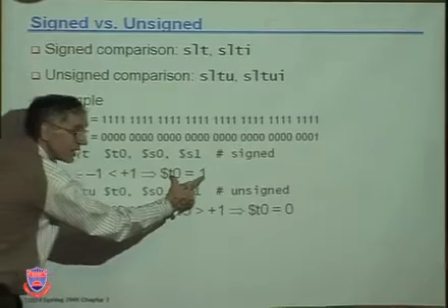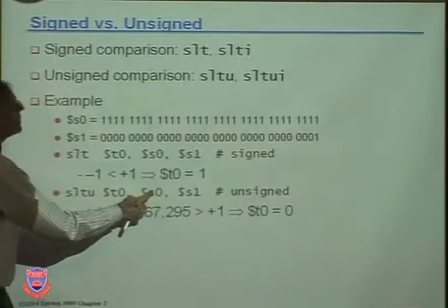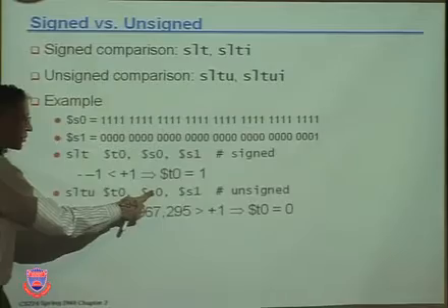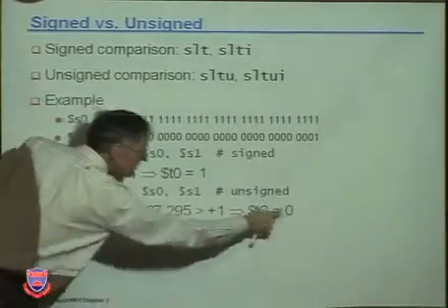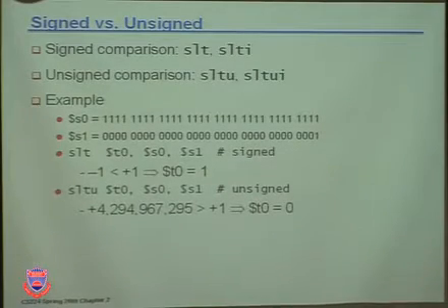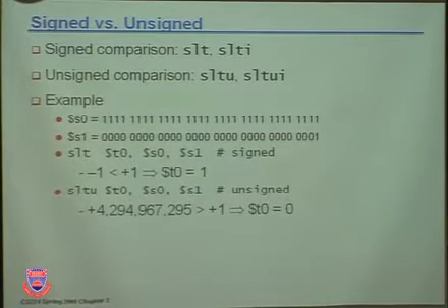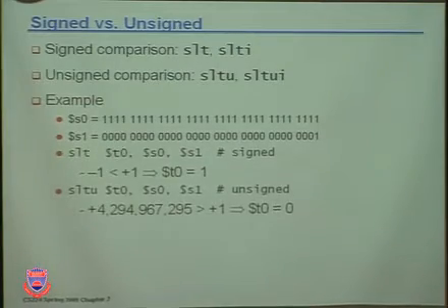So in that case, I set T0 to 1. Let's try it again when it's an unsigned number. This is 2 to the 32nd minus 1. This is 1. Is this less than that? No. So T0 gets set to be a 0 if it's an unsigned understanding of the numbers. Do we understand the difference between signed and unsigned? OK. When would we be using unsigned comparisons?